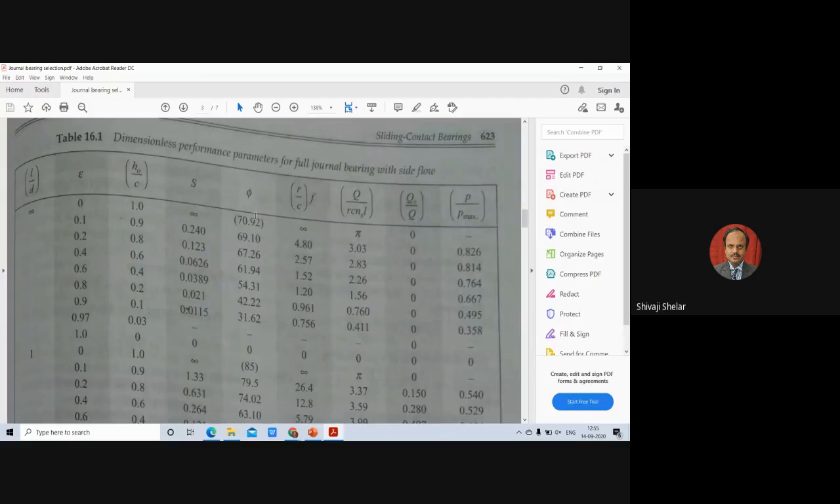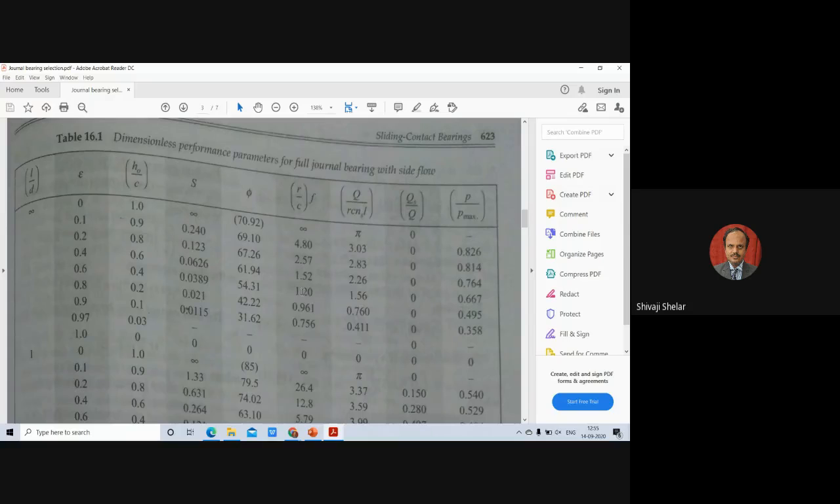As I already told, the attitude angle or eccentricity angle again depends upon these parameters. So this is your attitude angle. You can see this attitude angle has to be less than 90 degrees. If it is greater than 90 degrees, then your bearing will start oscillating and it will create vibration. So we need to have this angle always less than 90 degrees. So these tables are given.